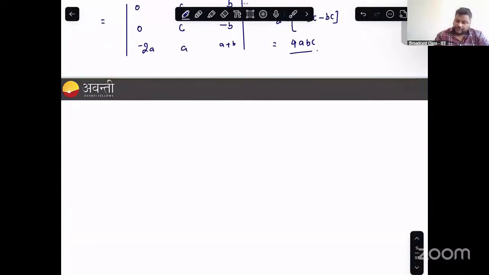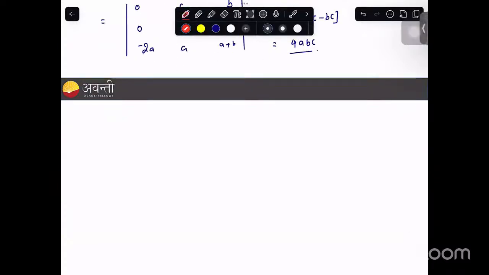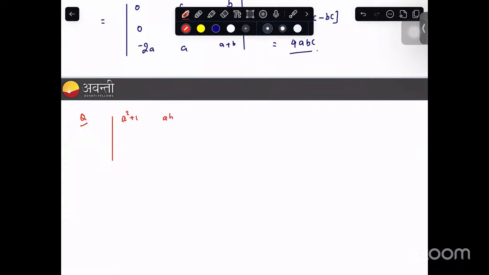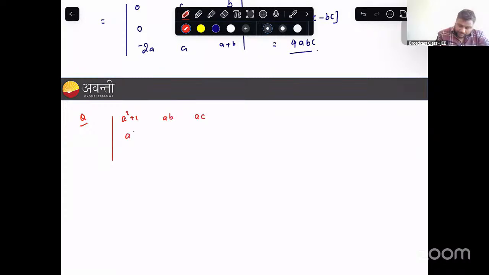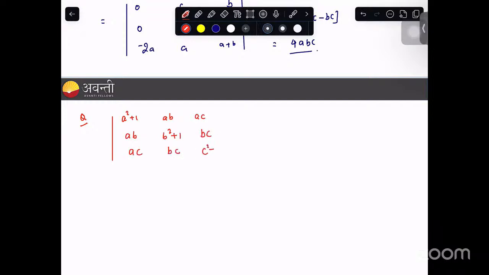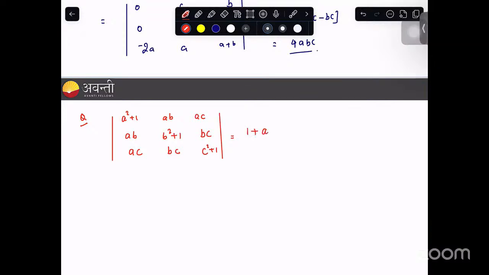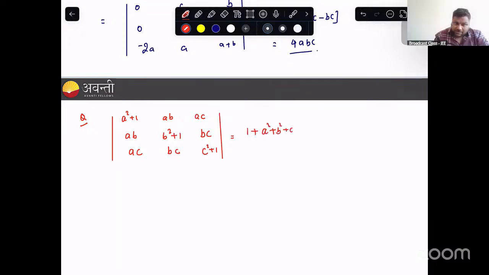All right. Write down the next question. Determinant a square plus 1, AB, AC; AB, B square plus 1, BC; AC, BC, and C square plus 1. This is equals to 1 plus A square plus B square plus C square.